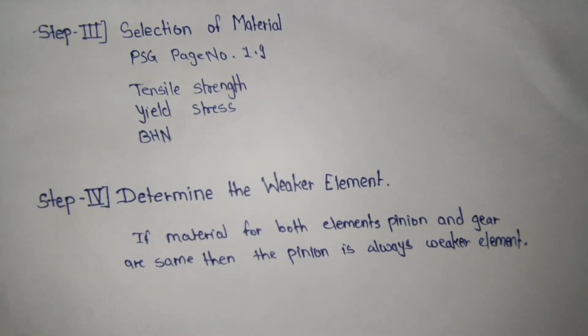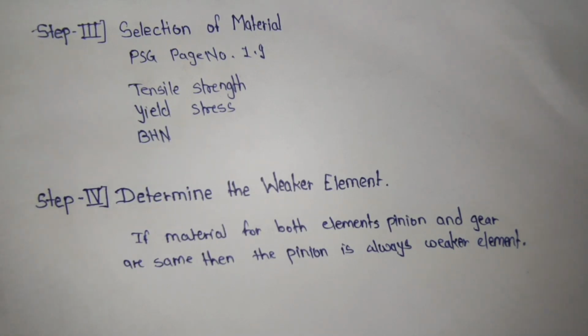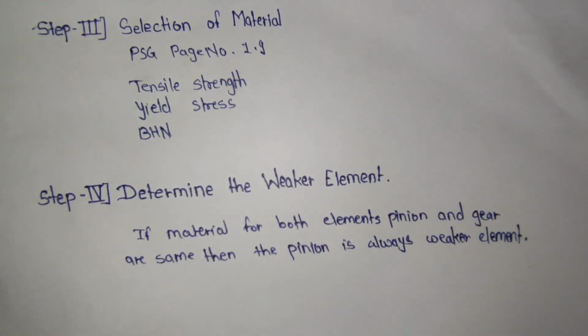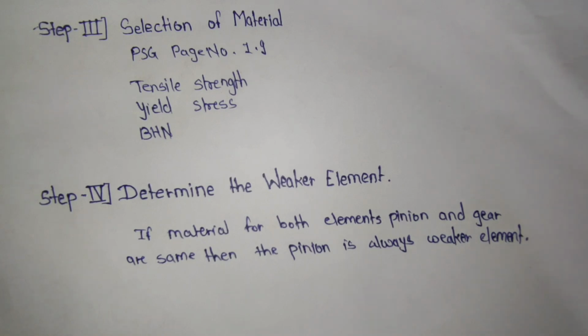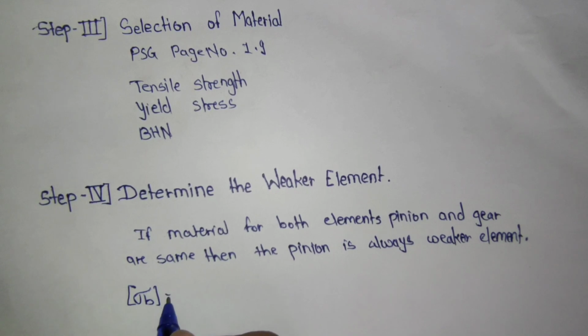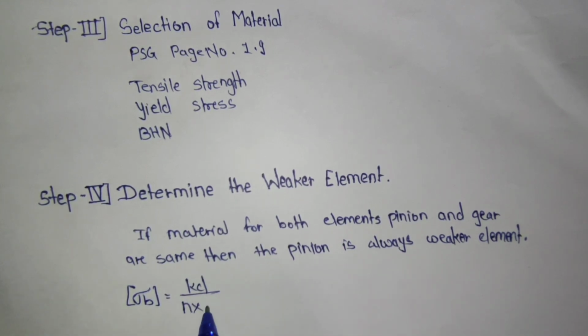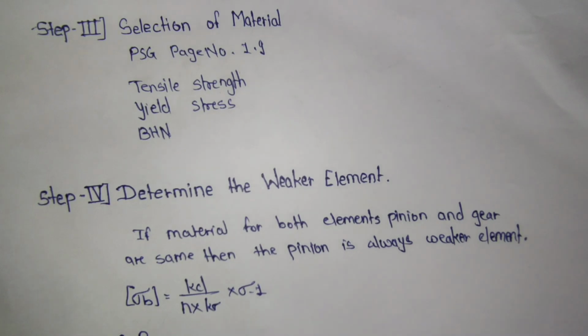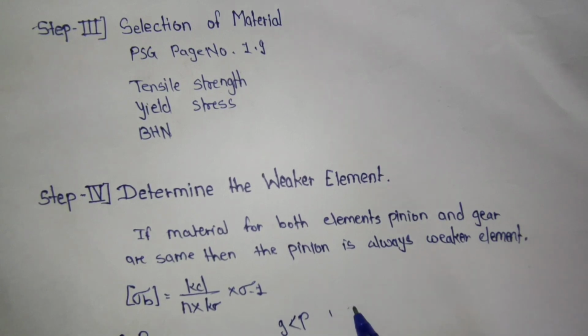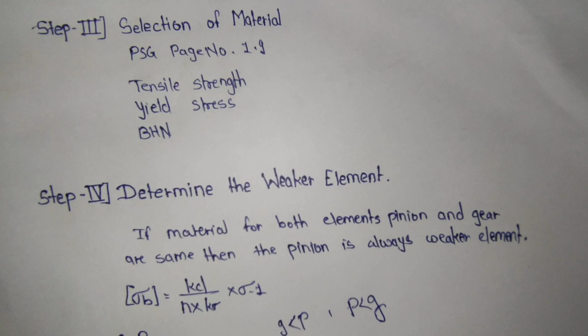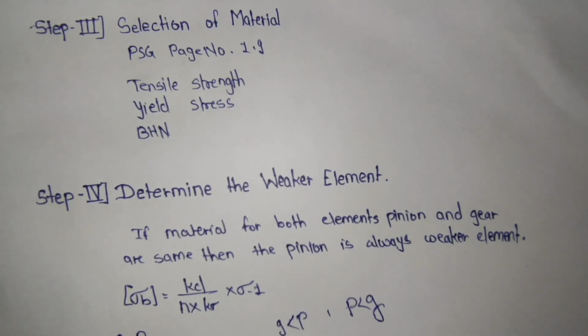If both components have different materials, we have to calculate their bending stress, which is given on PSG data book page number 8.16, which is sigma b equal to K C l divided by n into K sigma into sigma minus 1. We have to calculate it for both gear as well as pinion. By calculating that, we determine which is the weaker element. If gear is weaker, we consider that the design is based on gear. If pinion is weaker, we consider that the design is based on pinion, and we neglect all the values for the strong element.